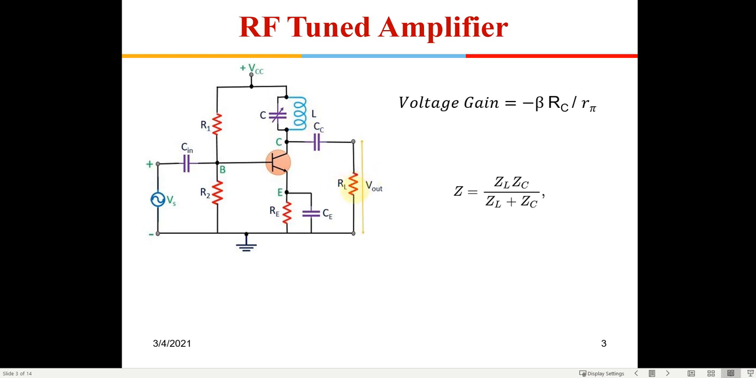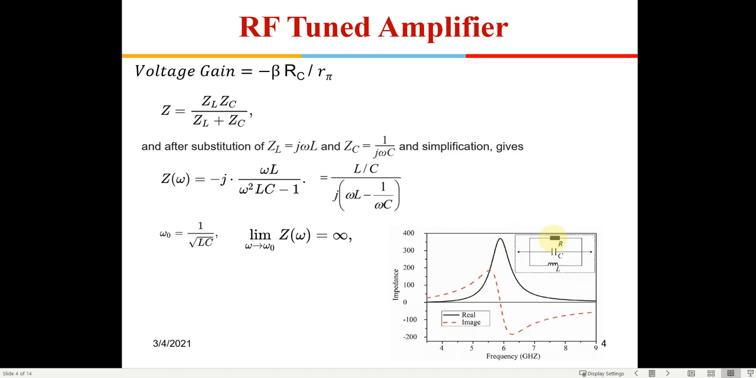If there is a load resistance, that also will come in parallel. Even if this load resistance is not there, I am talking about an open circuit voltage, in that case also the output resistance of this transistor will come in parallel to LC. So for all practical circuits there will be an R, and hence the impedance will not go to infinity, but it will go to the value defined by R. Okay, the value of the R.